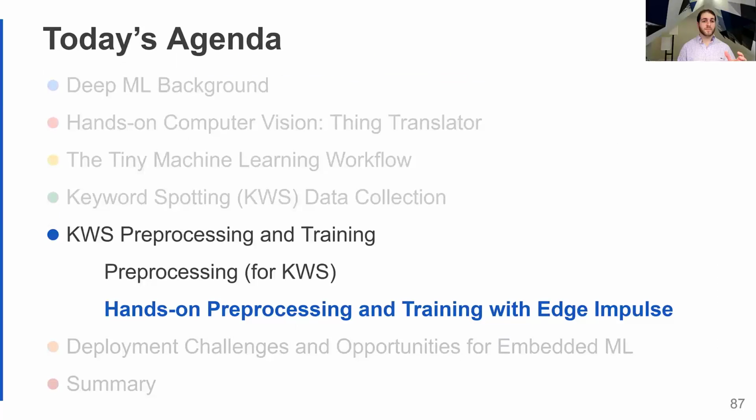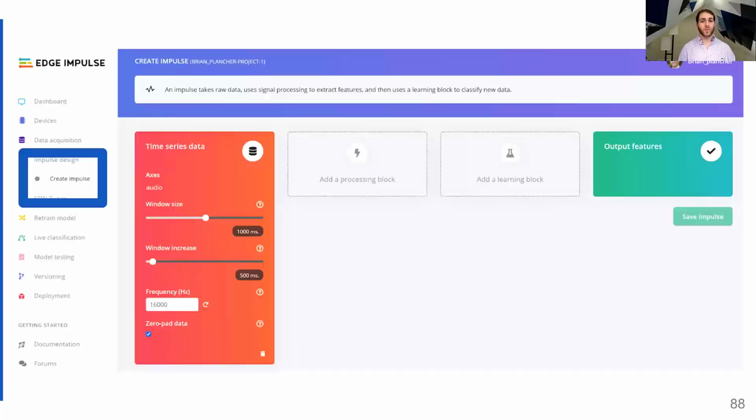So that was pre-processing for keyword spotting. And now what I wanted to do is talk a little bit about how to actually do this with Edge Impulse. So what we're going to do is click the button here to create the impulse. And that's going to bring us back to a similar screen as we had yesterday.